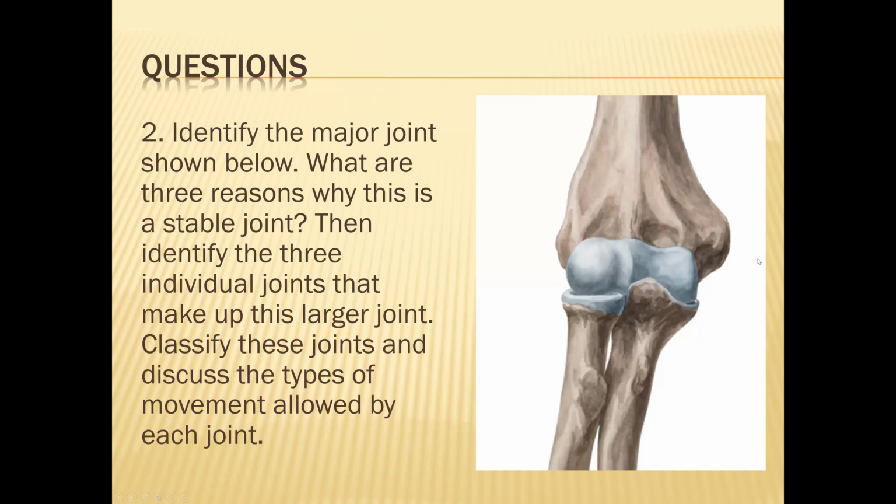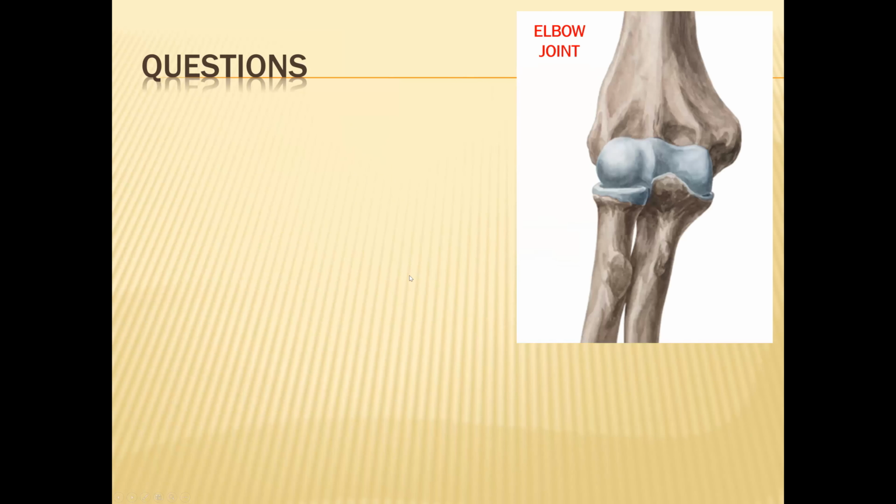Question 2. Identify the major joint shown below. What are 3 reasons why this is a stable joint? Then identify the 3 individual joints that make up this larger joint. Classify these joints and discuss the types of movement allowed by each joint. All right, so this is the elbow joint.